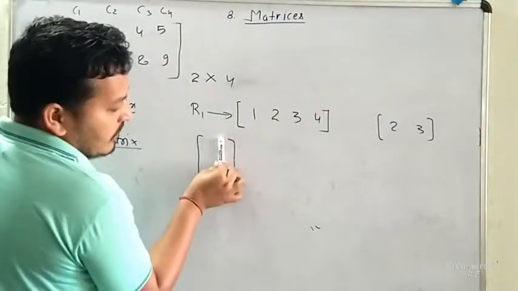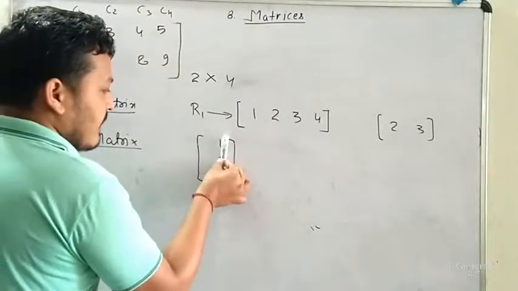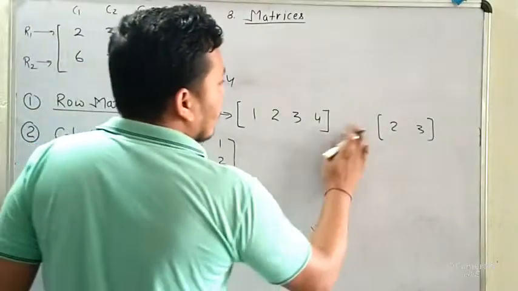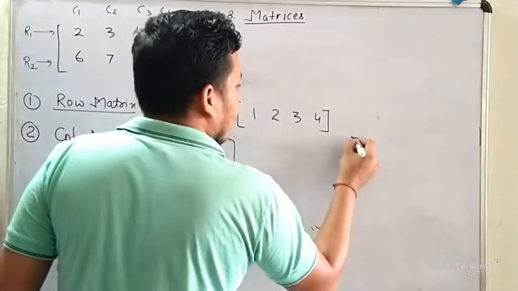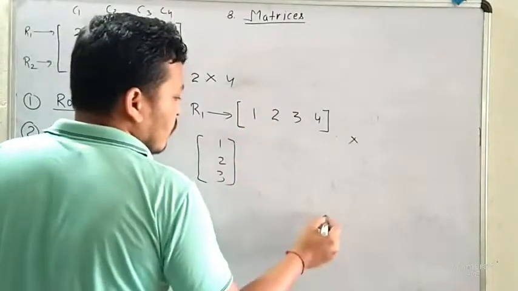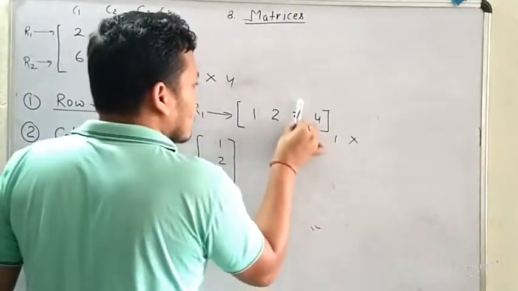See, how many columns? Only one column. All the numbers are coming below in a single line. Okay, it means one column. Tell me what is the order of this matrix? You can write in the comment section. First row into column. So one row, 1 into column, 1, 2, 3, 4, 1 into 4.